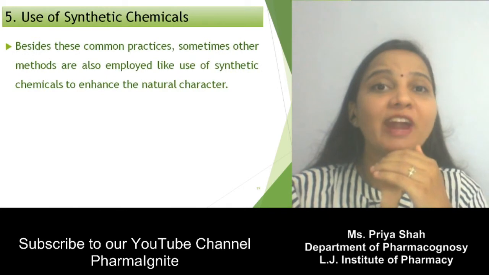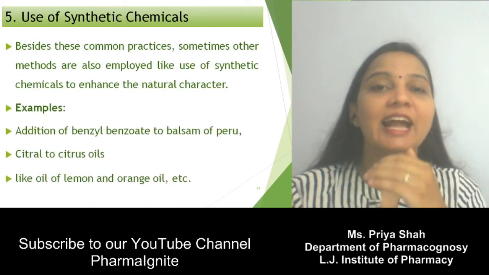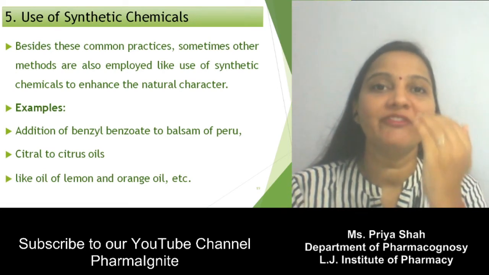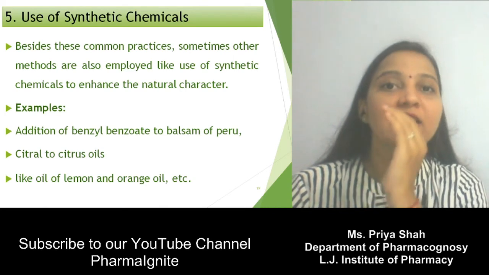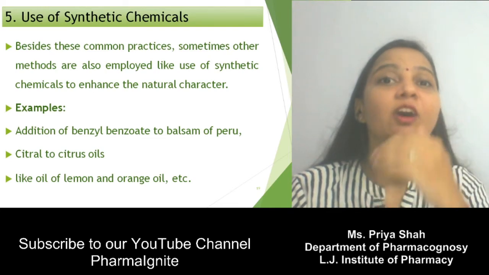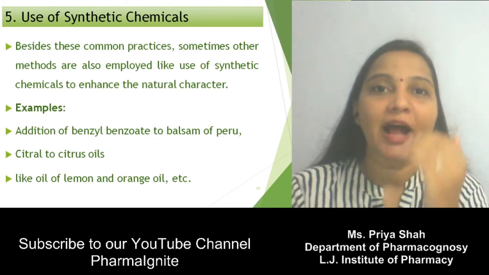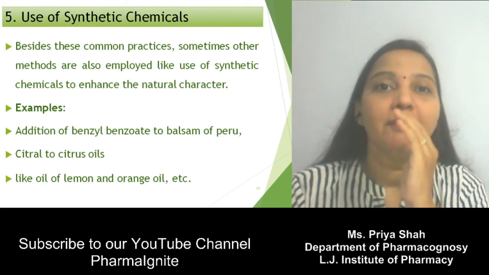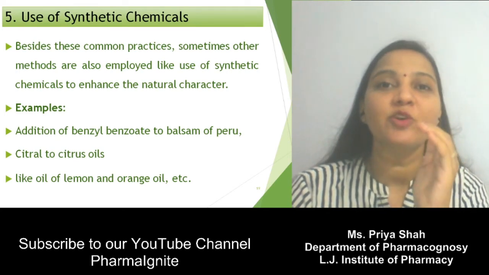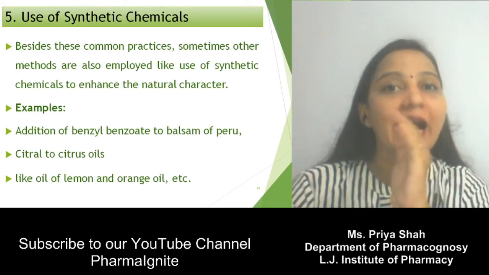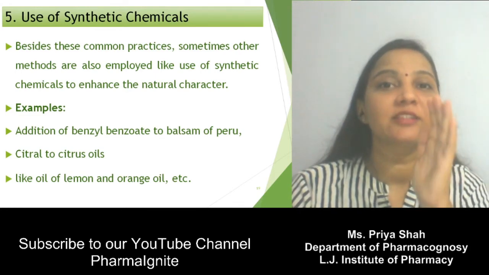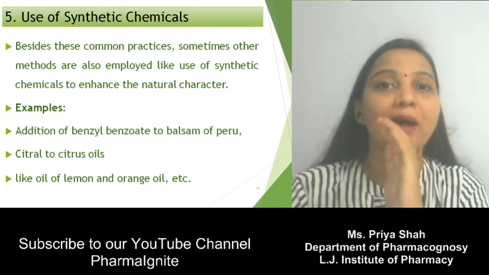Now, the fifth type of adulteration is use of synthetic chemicals. If the drug contains a chemical constituent with prominent chemical properties, then synthetic chemicals are added to the original drug. For example, balsam of Peru contains benzyl benzoate, a chemical. This benzyl benzoate is a prominent character for identification of balsam of Peru. So synthetic chemicals like benzyl benzoate are added to balsam of Peru.